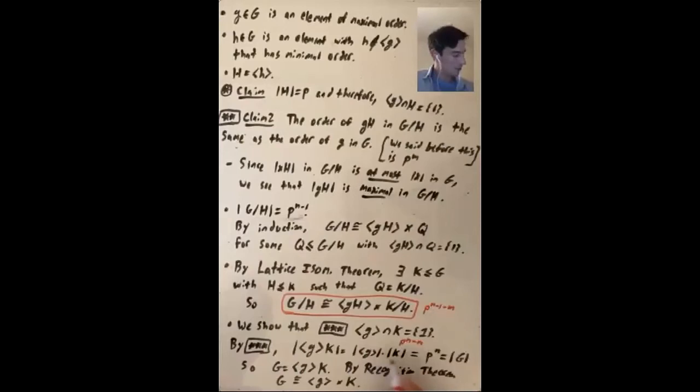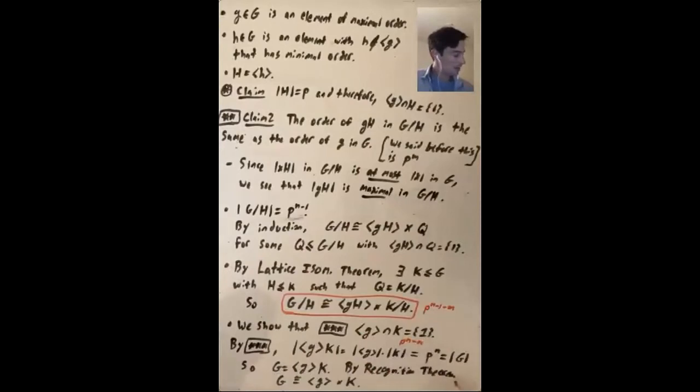So what's the order of this product? It's p to the m times p to the n minus m. It's p to the n. So it has to be everything in G. So G is equal to this internal direct product of the cyclic subgroup generated by little g and K. These subgroups are both clearly normal because we're in an abelian group. And their intersection is the trivial subgroup.